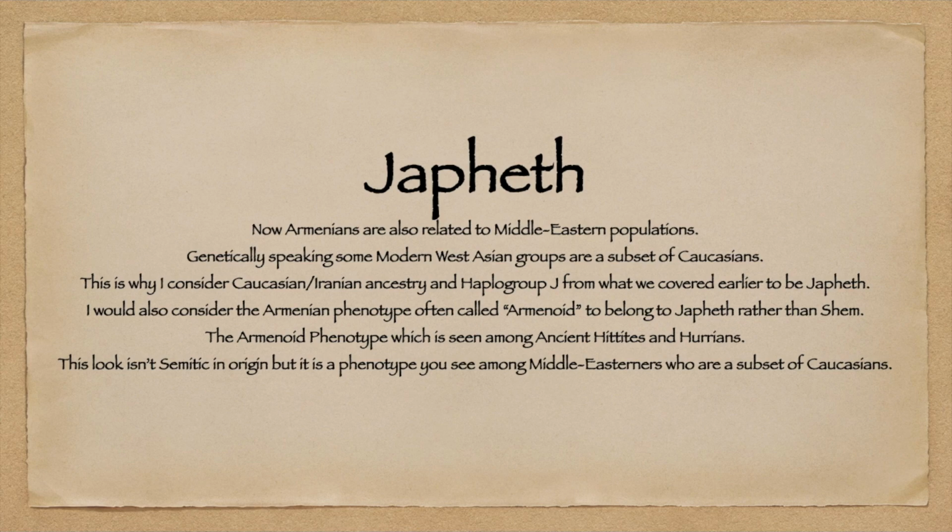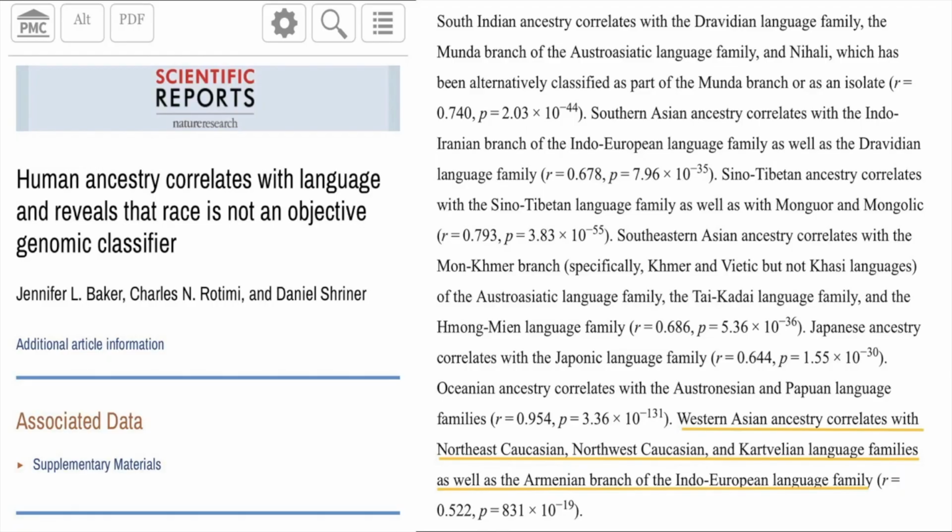But it is Middle Eastern. I'll just say it's Indo-European and Caucasian. And oddly enough, Middle Easterners are basically a subset of Caucasians, quite literally. This is from "Human Ancestry Correlates with Language and Reveals that Race is Not an Objective Genomic Classifier." And it reads, West Asian ancestry correlates with Northwest Caucasian, Northeast Caucasian, and Kartvelian language families, as well as the Armenian branch of the Indo-European language.